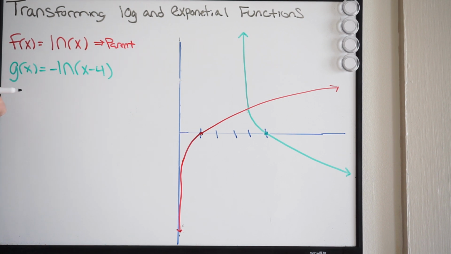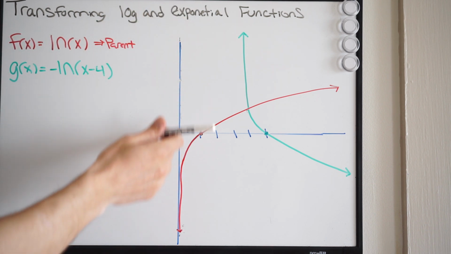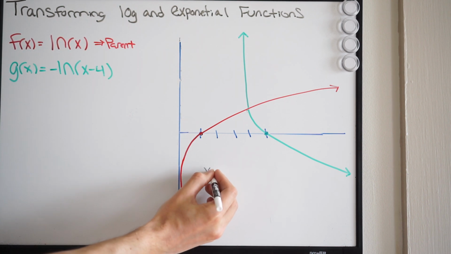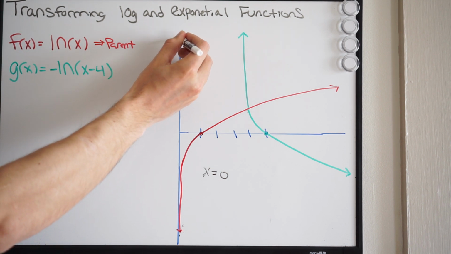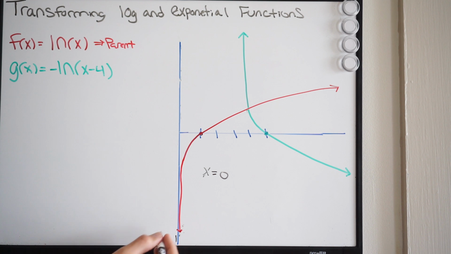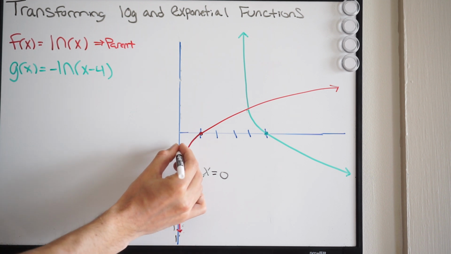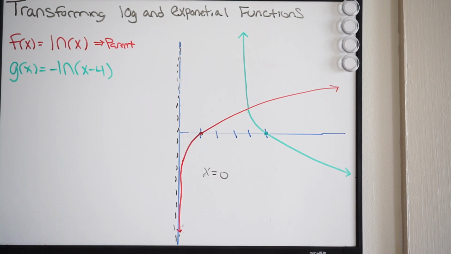Okay, first, for our parent function, or f of x, we're going to have a vertical asymptote with respect to this vertical axis. So at x equals 0, we're going to have a vertical asymptote, okay? And so my marker is dying here. Might have to do this in another color. So at x equals 0, we have a vertical asymptote.